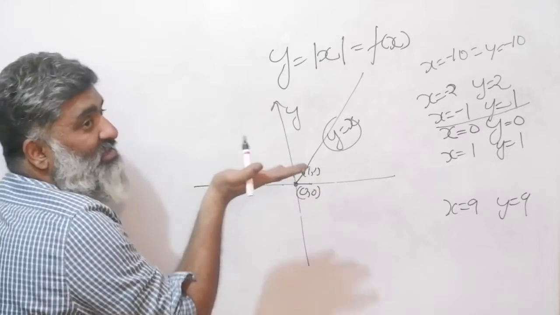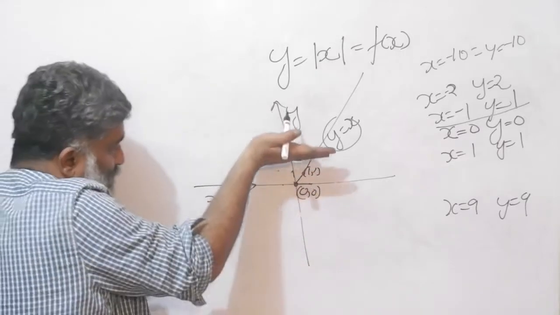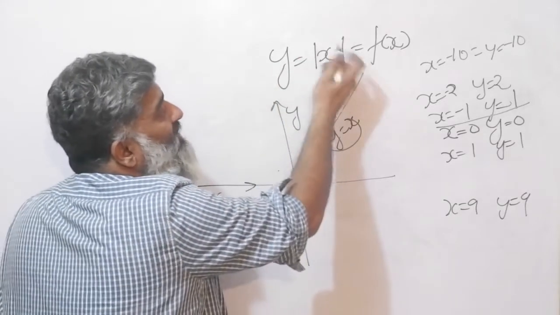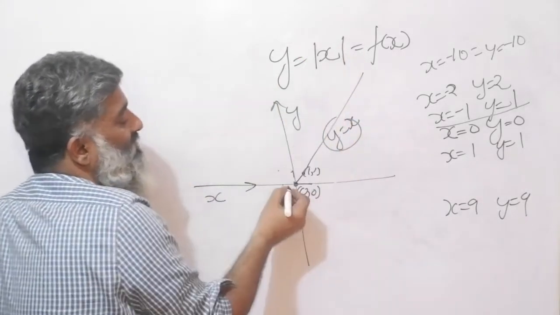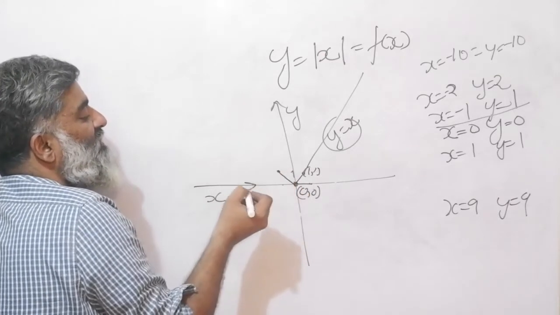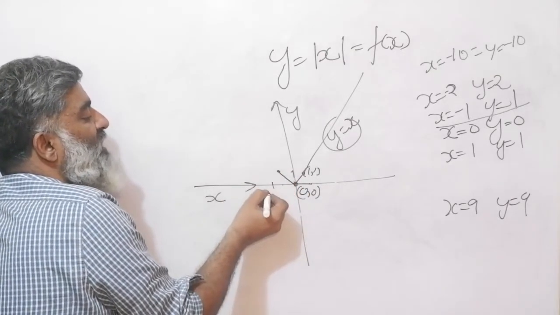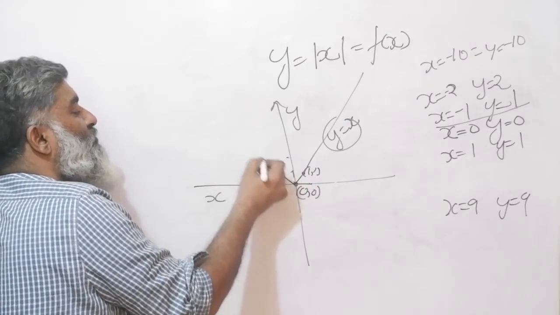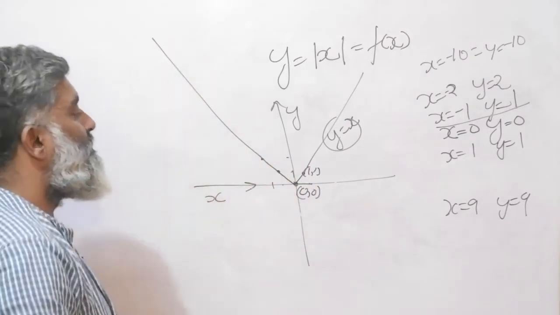Anything above the x-axis, the value of y is positive. Anything below the x-axis, the value of y is negative. Y is never going to be negative because this is a simple mod function. At minus 1, the value is 1. So my line will go something like this. At x is equal to minus 2, the value of y is going to be 2. So this will be my graph.